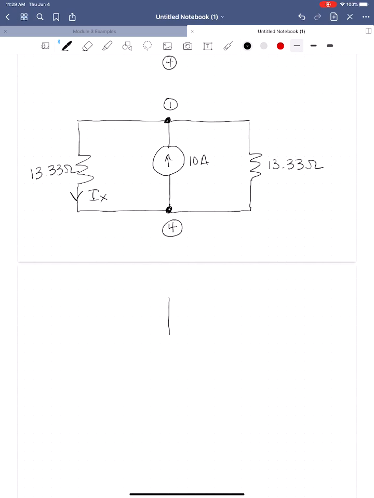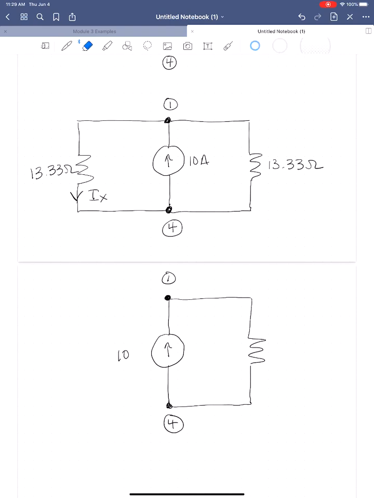And this should be pretty obvious that we're going to have our single source and our 1 resistor. The 2 resistors are in parallel. So this is still node 1. This is still node 4. This is 10 amps, excuse me. And this is going to be 13.33 in parallel with 13.33. And that is equal to 6.67 ohms, product over sum.